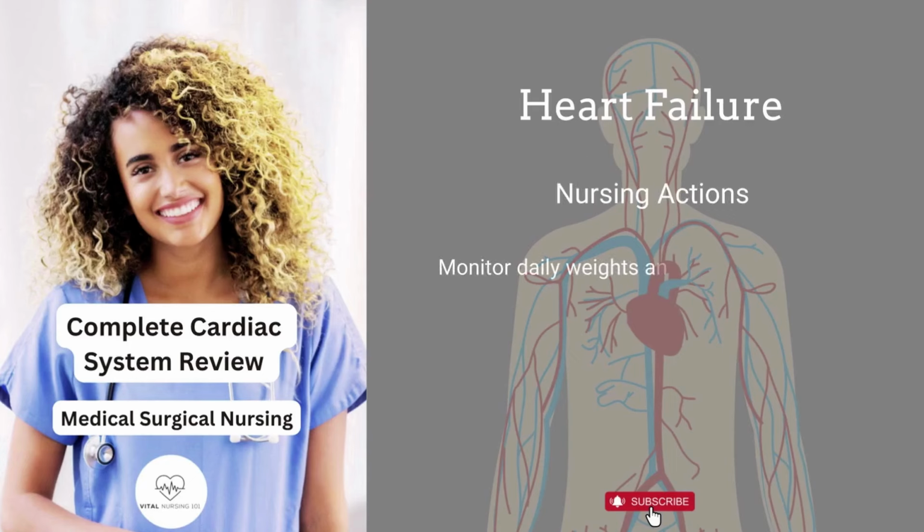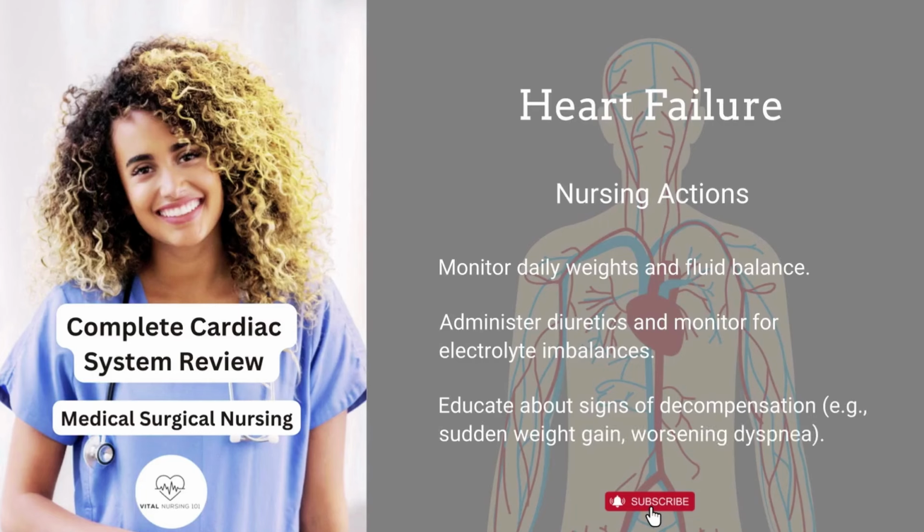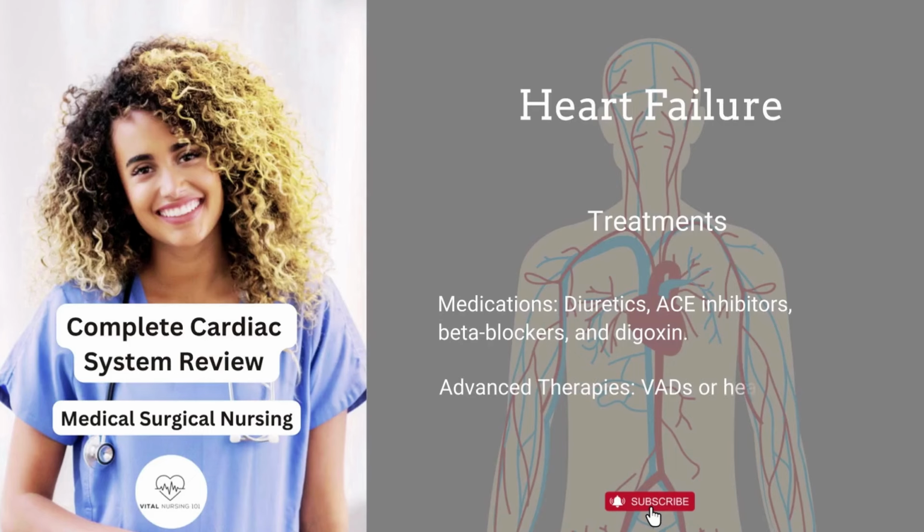Nursing actions are the following: monitor daily weights and fluid balance, administer diuretics and monitor for electrolyte imbalances, educate about signs of decompensation, such as sudden weight gain or worsening dyspnea. Treatments are the following. Medications include diuretics, ACE inhibitors, beta blockers, and digoxin. Advanced therapies may involve VADs or heart transplantation in severe cases.